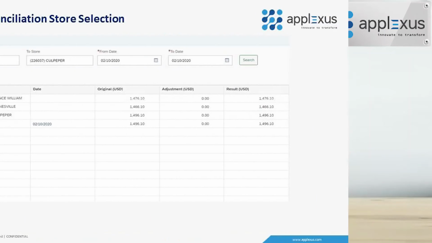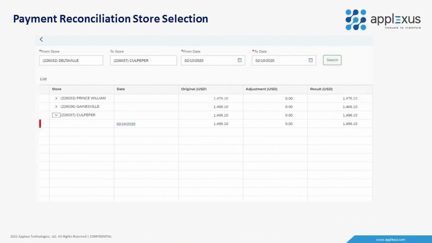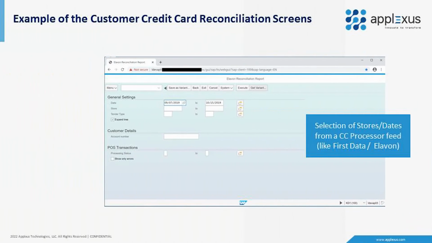This is where Applexus payment reconciliation helps by automating the reconciliation between multiple payment service processors' data and the CAR omni-channel sales data directly. It allows retailers to manage incoming data feeds from payment gateways and automatically performs the detailed transaction reconciliation with the sales transaction. It provides a complete payment reconciliation capability right within the CAR solution itself.